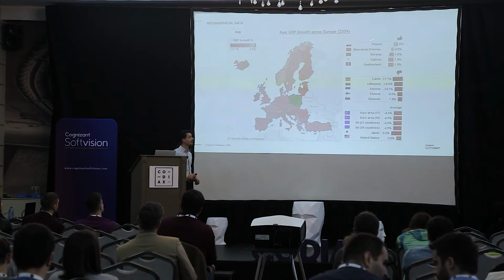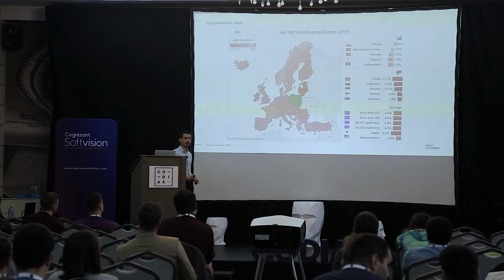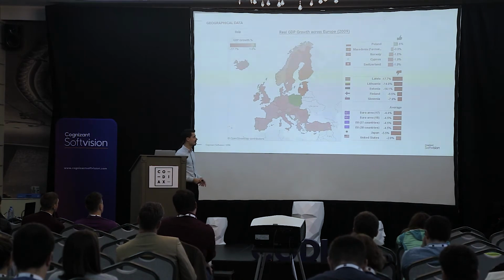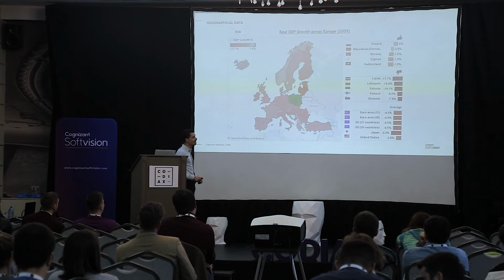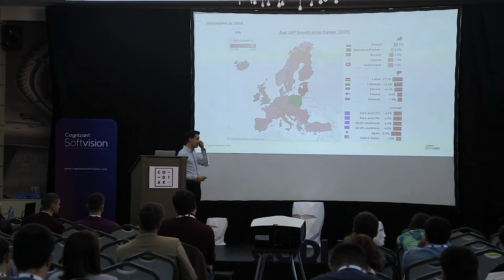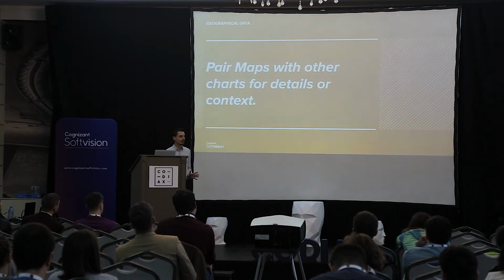Here, for example, I have the top 5 countries, worst 5 countries, so the countries who were hit the most by the financial crisis, and I also have an average across Euro area. I'm comparing with other countries as well, like Japan and United States. So please pair maps with other charts for details or context.